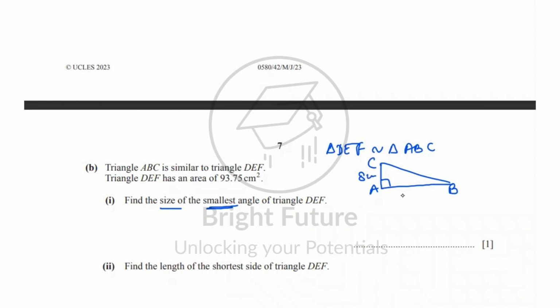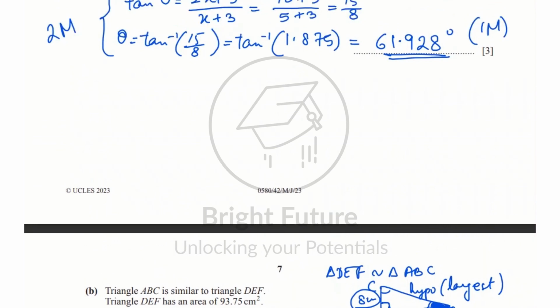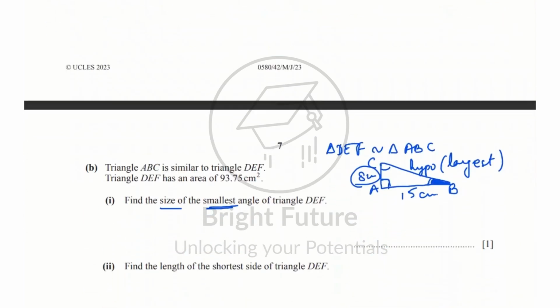this was 8 centimeters, this was 15 centimeters. We know that the hypotenuse is always the largest. So the smallest one is going to be this. The angle opposite to the smallest side will always be the smallest. So if this is 90, then this angle and this angle also have to add up to 90. So this angle C, we found out angle C was 61.928.